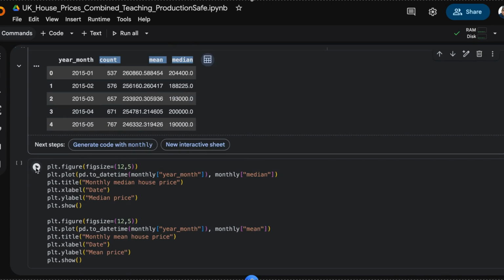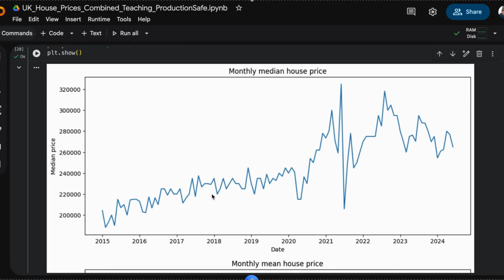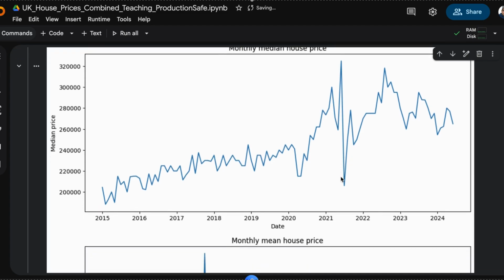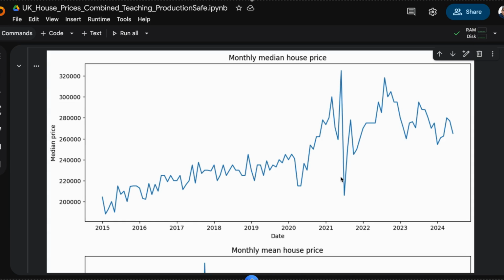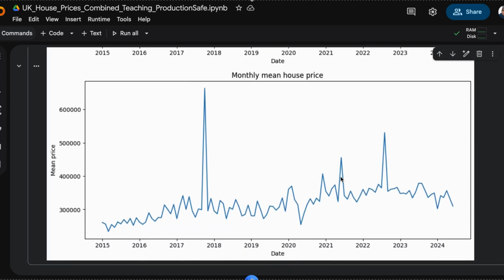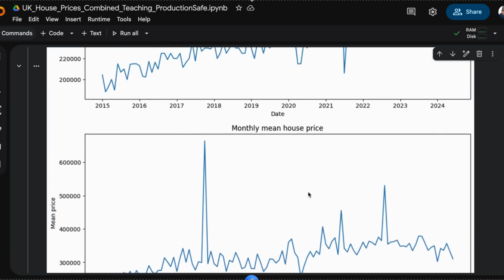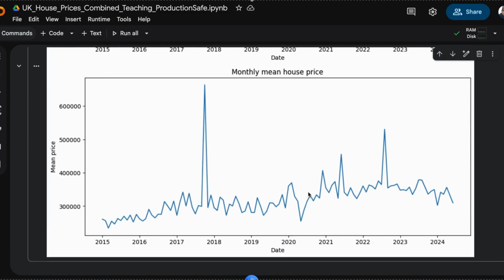Here we see the monthly median house price over time. We observe a clear upward trajectory. There are fluctuations, but the overall trend is increasing. Median is robust to outliers. It reflects the typical property transaction. Now we examine the monthly mean price. Notice how the mean occasionally spikes more dramatically than the median. This suggests luxury property transactions are influencing the average. When mean diverges from median, it indicates extreme high-value transactions in that period.